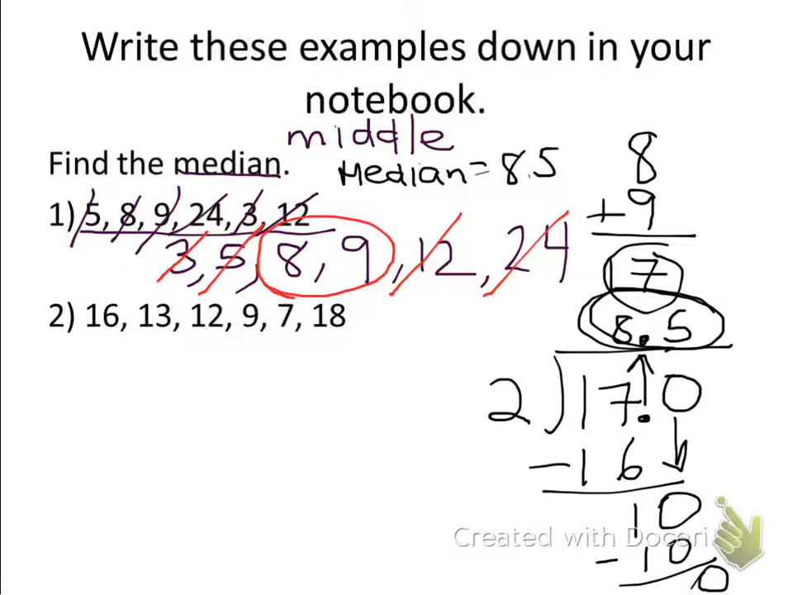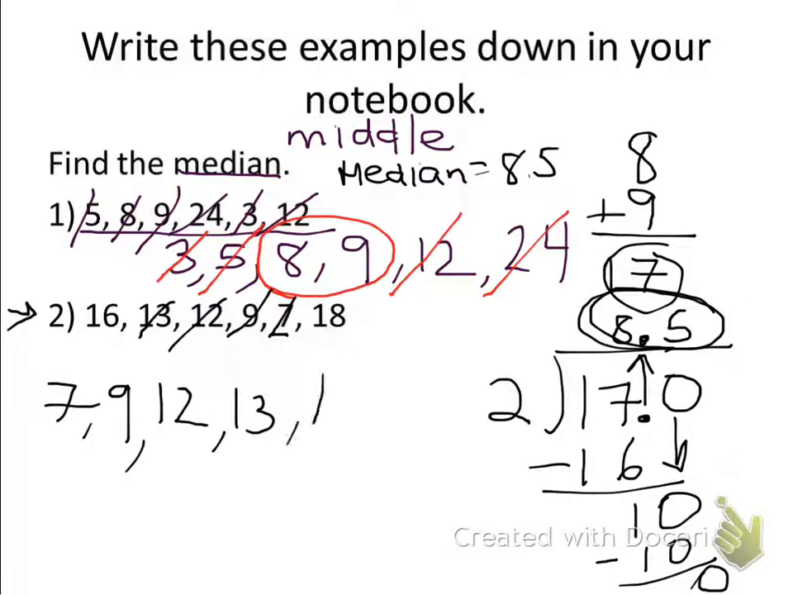If you have questions about that, please raise your hand now, and I'd be happy to come over and do another example with you. Let's do number 2 now. We need to find the median of this set of data. So again, put them in order from least to greatest. It looks like my smallest number here is 7. So I have 7. Then it's 9. Then I have 12, 13, 16, and 18. Now I need to cross out the ones on either side to find the number in the middle. So not a 7, not a 9.